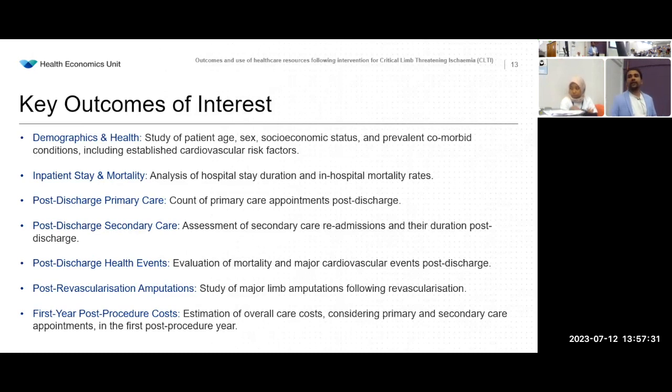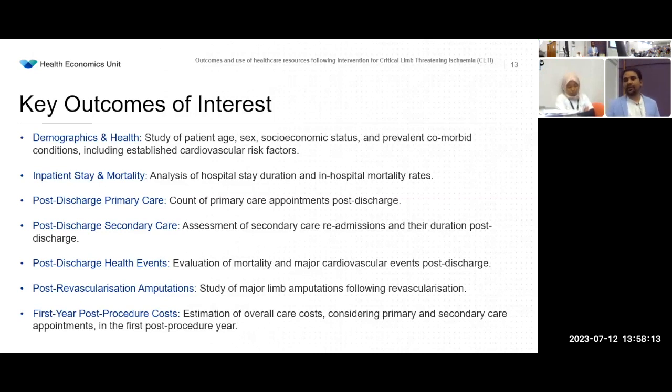We also look into how the patient stay and the mortality look like. So we have done the analysis regarding the hospital stay duration and in-hospital mortality rate. We also look into the post-discharge primary care, especially the count of primary care appointments post-discharge, and then post-discharge secondary care. In this, we have carried out the assessment of the secondary care readmissions and their duration post-discharge.